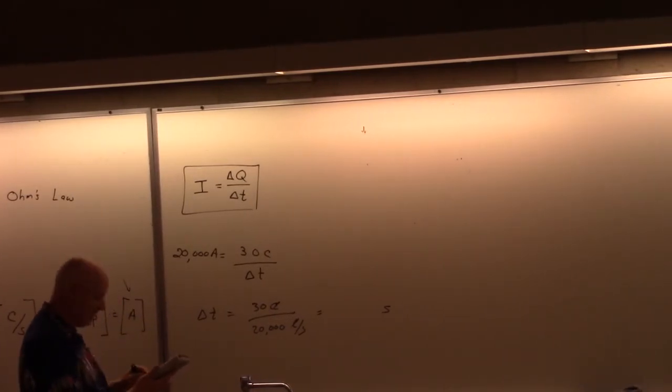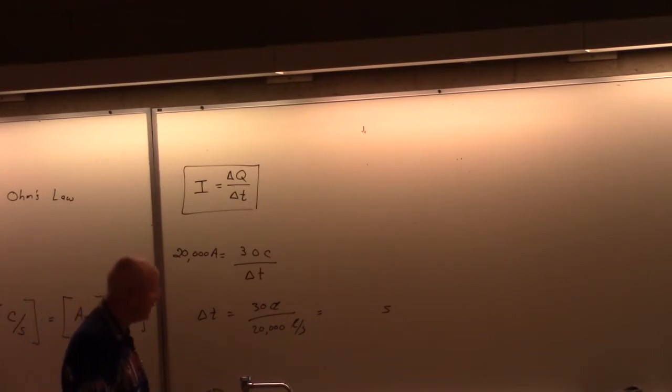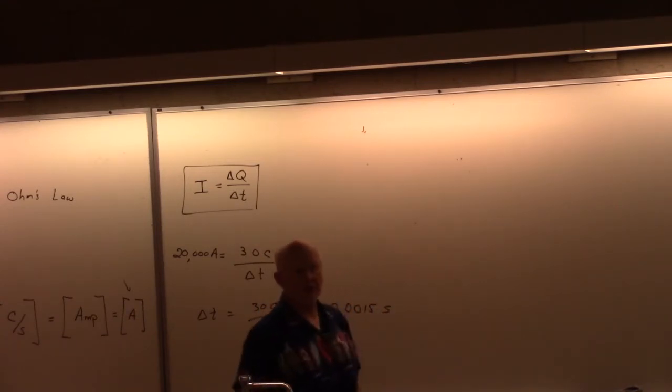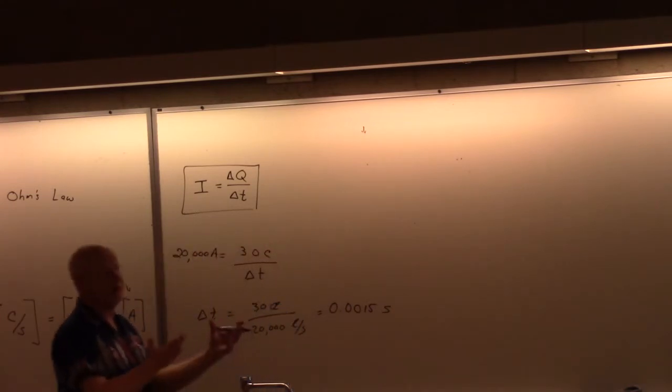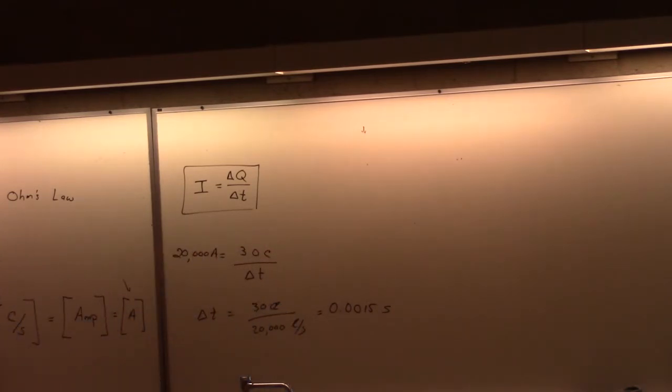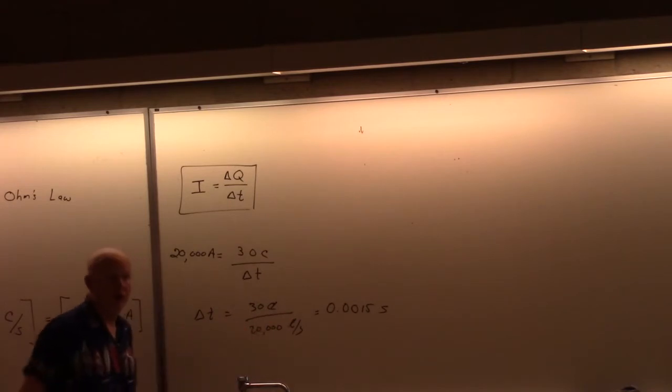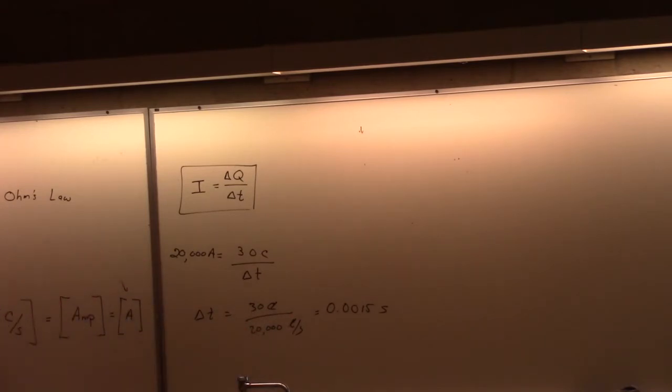It's 30 divided by 20,000. And so we're talking about 0.0015 seconds. So not a whole long time, and you would expect it. It's a lightning bolt, and so you expect a lot of current in a short amount of time. And then, of course, that's still quite a bit of charge. But again, maybe that gives you this idea of this flow.